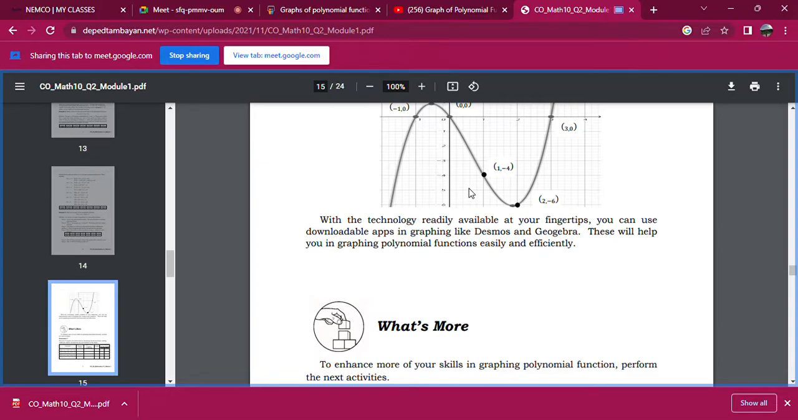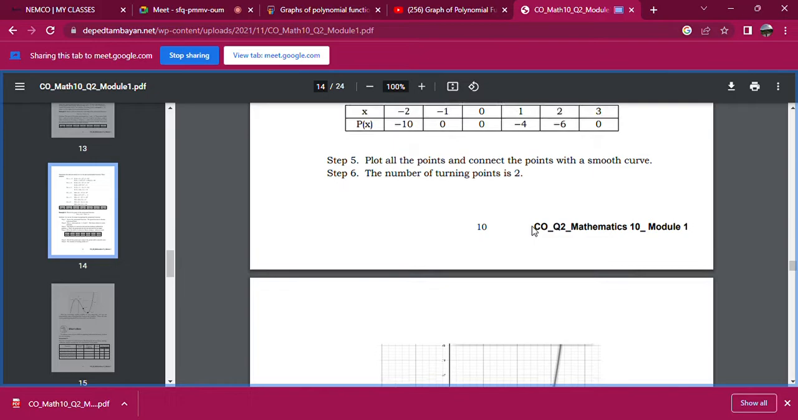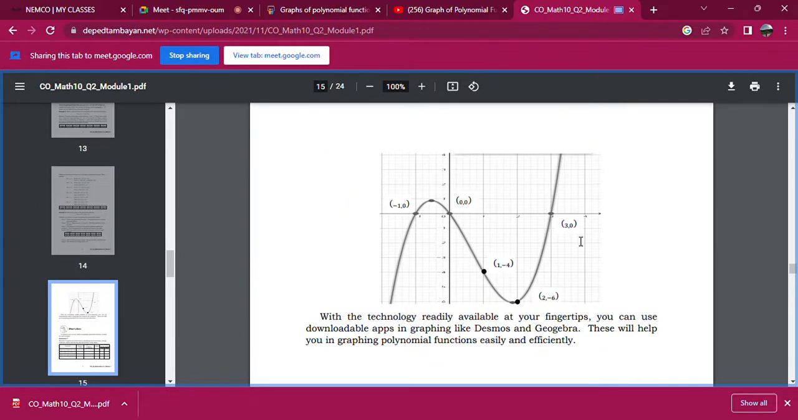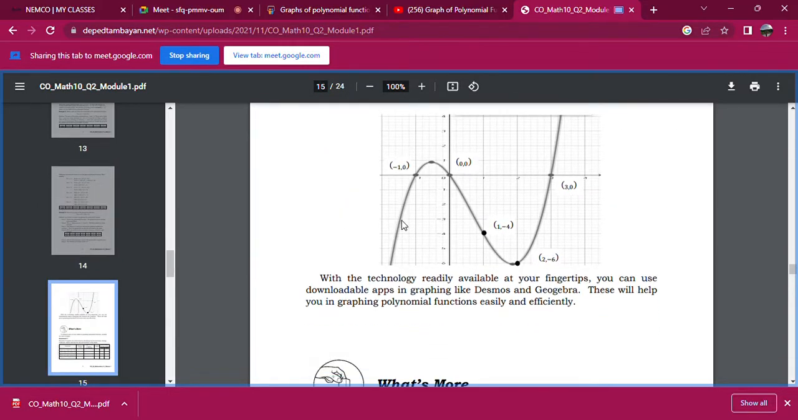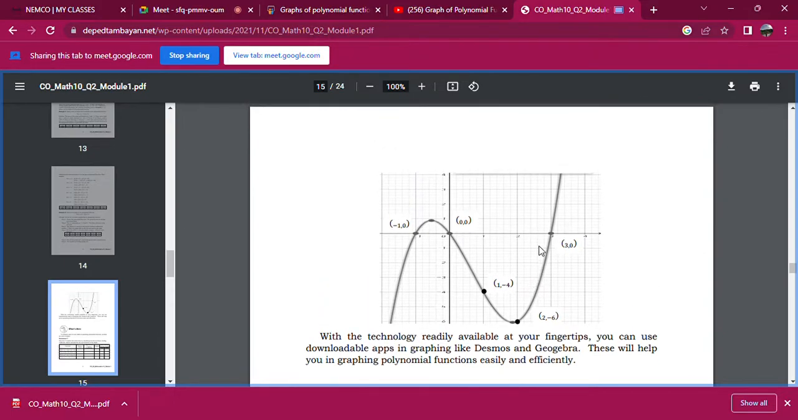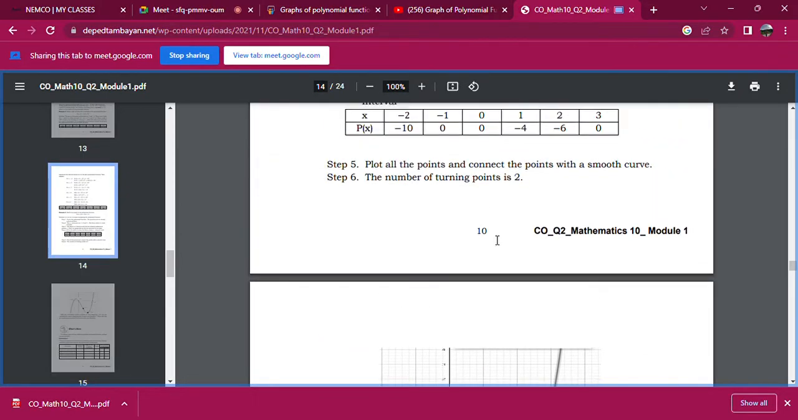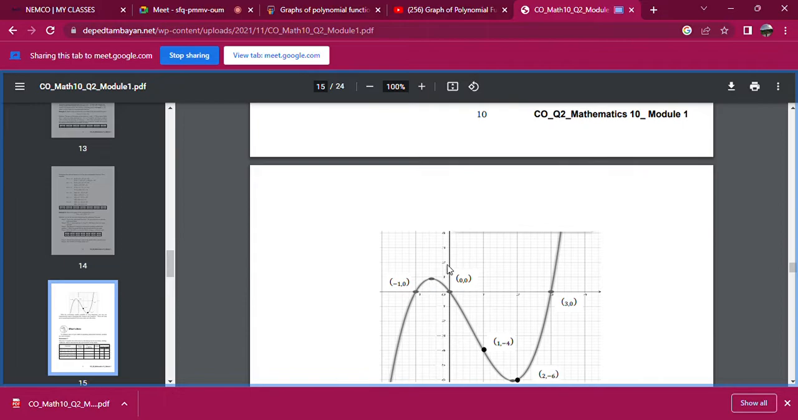So, di ba ang atong giingon na falls on the left and rises on the right? Asa man ang ato left diri. So, paubos si siya. Manang pasabot sa falls on the left and rises on the right. Pasaka si siya. To positive infinity na na siya. Okay? So, again, mao na ni siya ang ato graph.